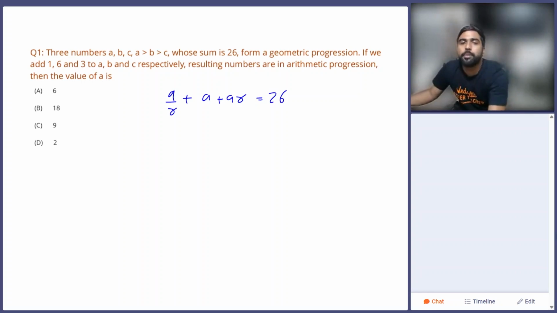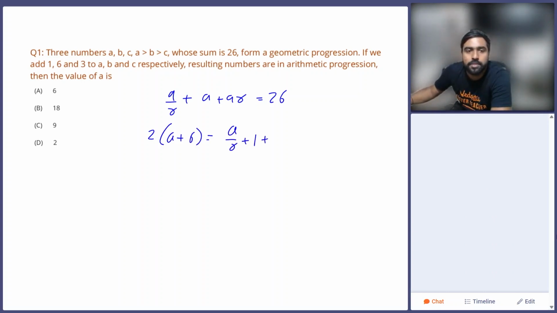Now you have been told that if you add 1 to the first term, 6 to the second term, and 3 to the third term, then the resultant sequence becomes an AP. That means twice the middle term, that is 2 times A plus 6, will be equal to the first term, A by R plus 1, plus the third term, AR plus 3.